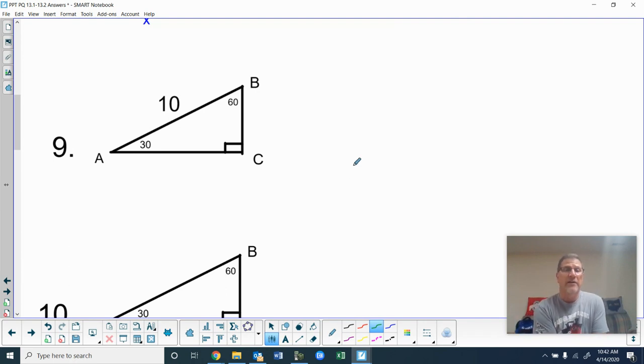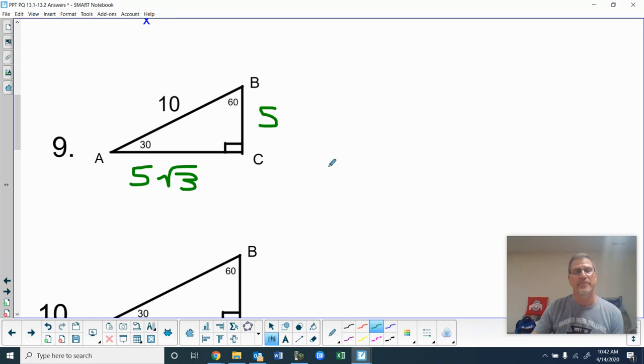They gave you AB is 10, and you're supposed to find BC and AC, these two sides. Okay? So again, this short leg is always half as long as the hypotenuse. So you just divide by 2 and get 5. And then the short leg going to the long leg, we always multiply by the square root of 3. So it's just 5 times the square root of 3. I do not want the decimal. All right, I want it in radical form.